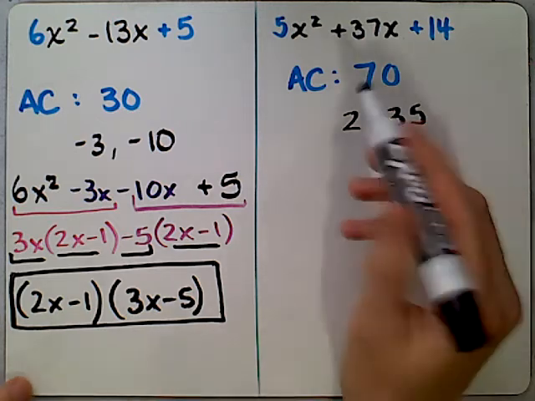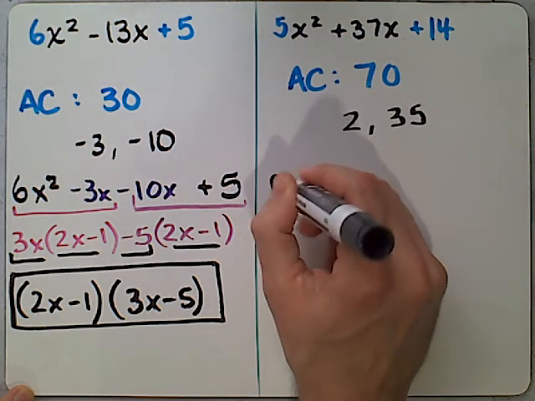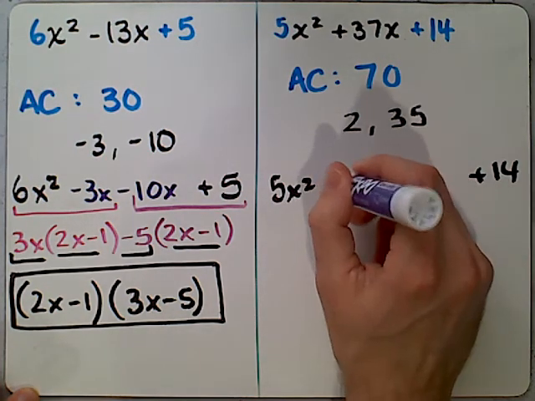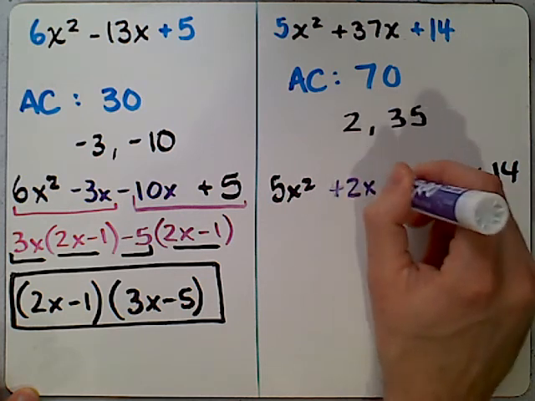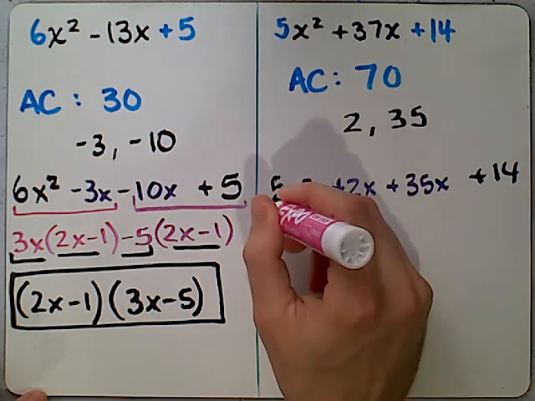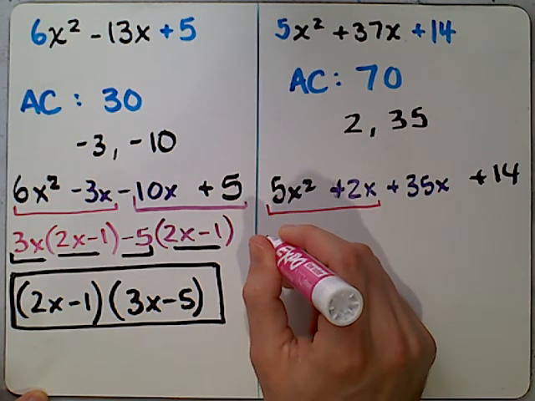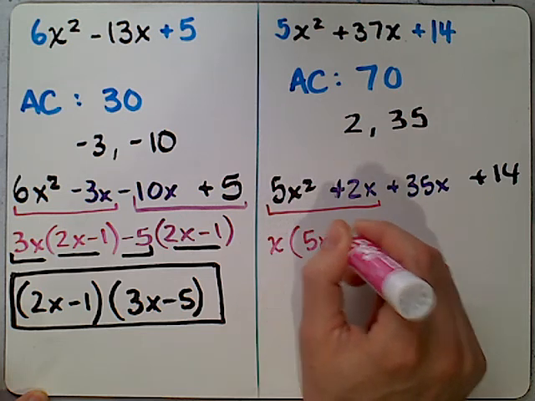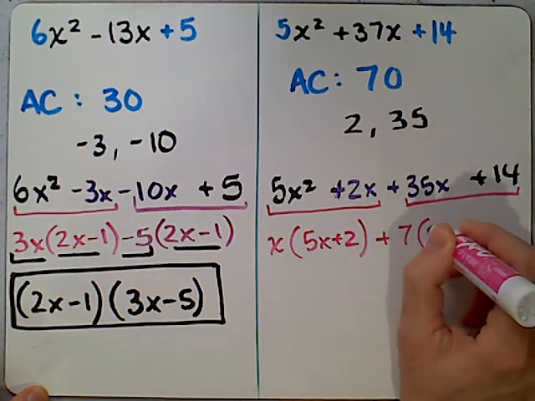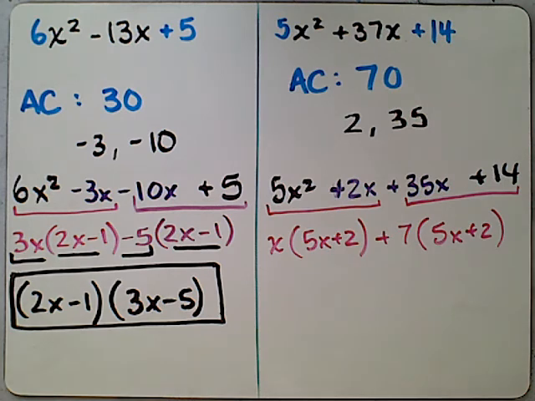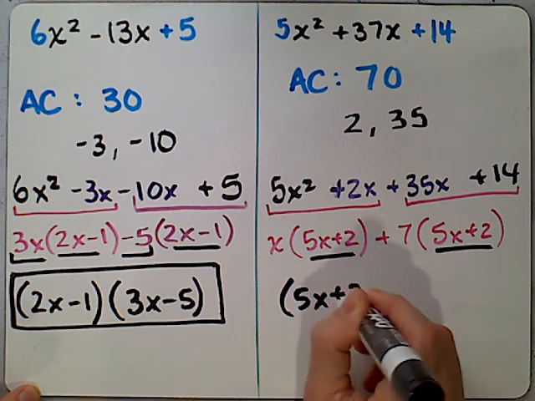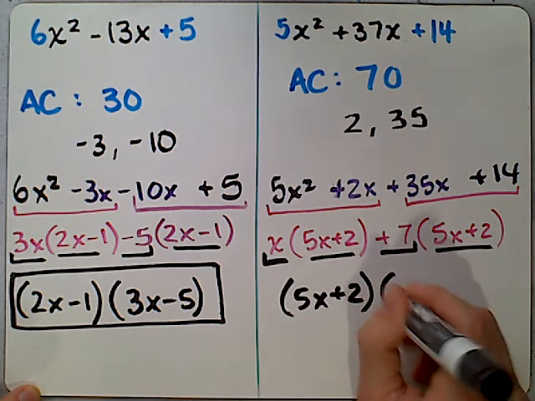At that point, again, you want to break apart that trinomial from the beginning. We'll have 5x squared and plus 14, just like we did up there. We'll break apart the 37 into a 2x and a 35x, so that we can now factor by grouping. For the first two terms, you can factor out an x, leaving you with 5x plus 2. And for the last two terms, you can factor out a 7, leaving you again with 5x plus 2. As I mentioned before, you want to verify that these are the same. They are. That's 5x plus 2 right here. And that leaves you with an x plus 7 as your other factor.